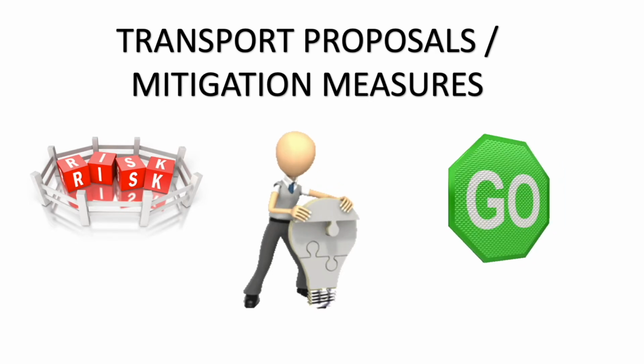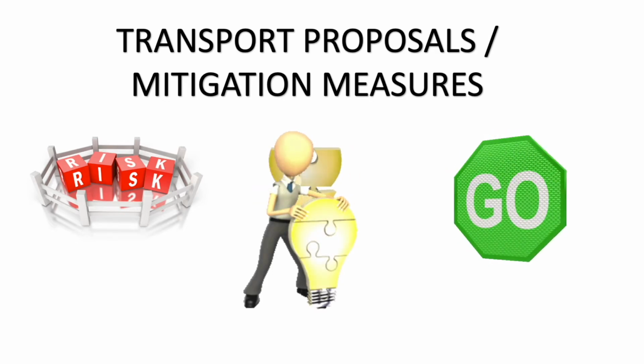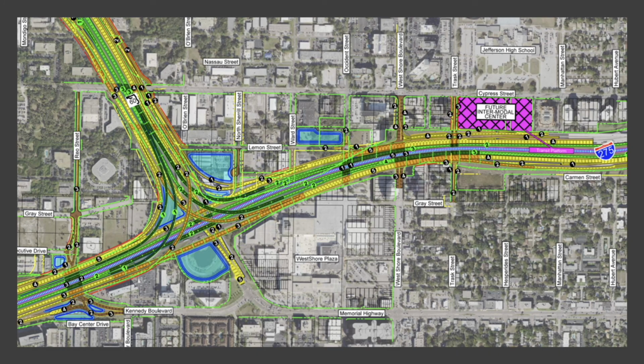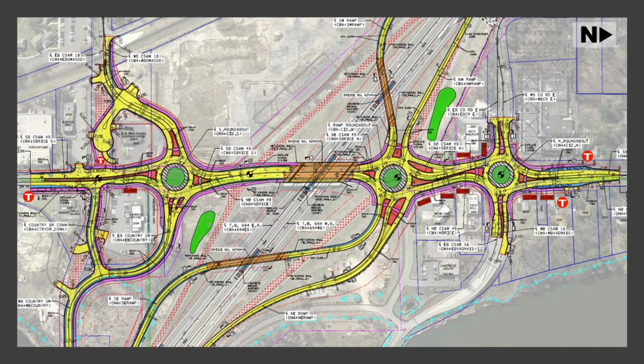Transport proposals or mitigation measures are intended to provide solutions to the negative impacts of a development. Mitigation measures relate mainly to transport infrastructure upgrades or the provision of new transport infrastructure. Other mitigation measures such as alternative development land uses, development phasing, or traffic demand management are also possible.